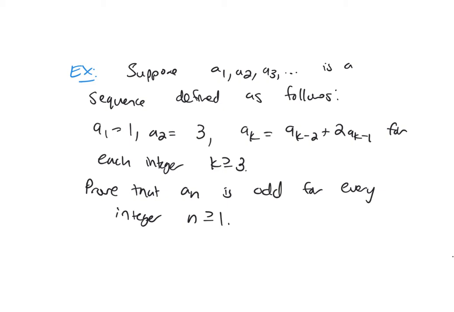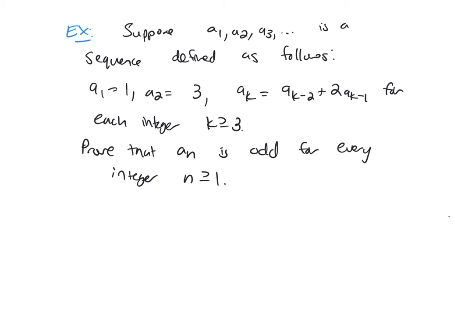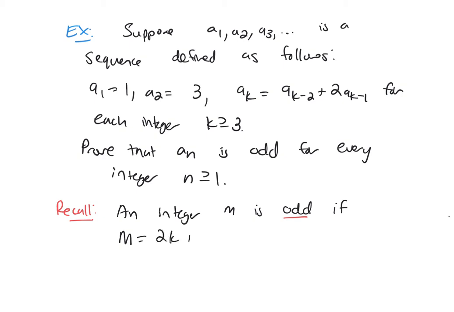To do this, we're going to have to stop and think about what it means for an integer to be odd. So let's recall, what does it mean for an integer to be odd? We say an integer m is odd if it's a multiple of 2 plus 1. So if m is 2 times k plus 1, where k is an integer, an element of Z.